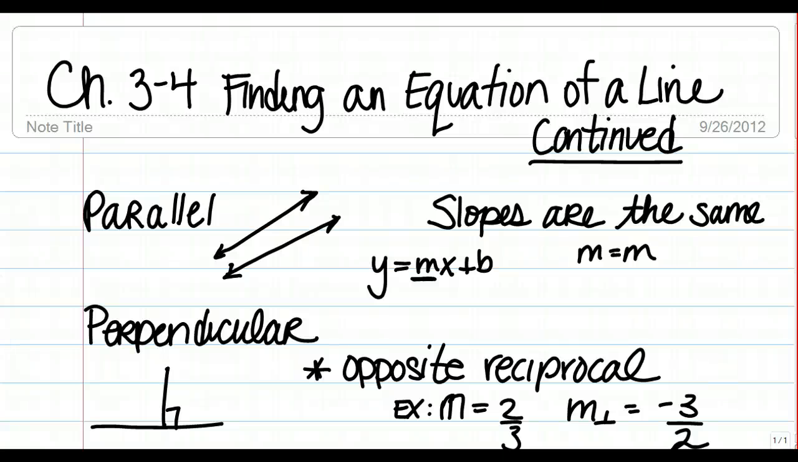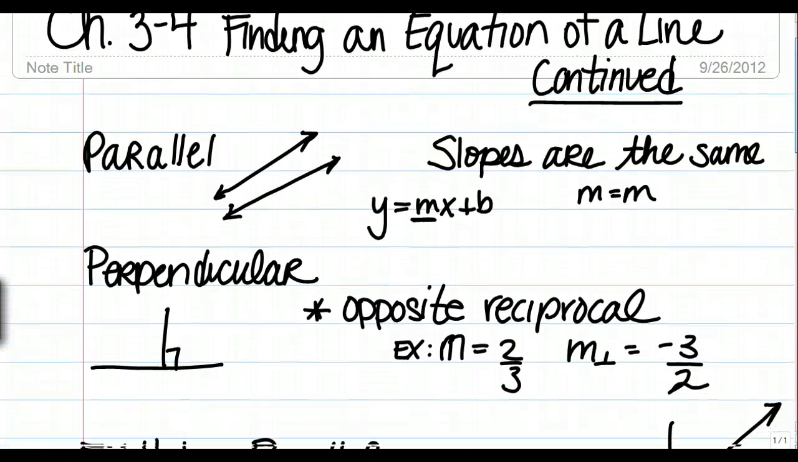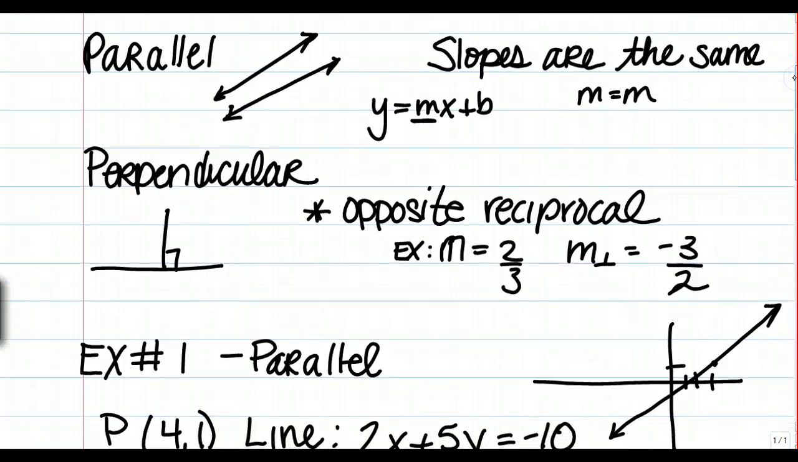Continue notes on chapter 3-4, finding an equation of a line. So we're going to continue from yesterday, but we are going to talk about parallel and perpendicular lines. Parallel lines never intersect, they never cross, they go on forever, and they run side by side.